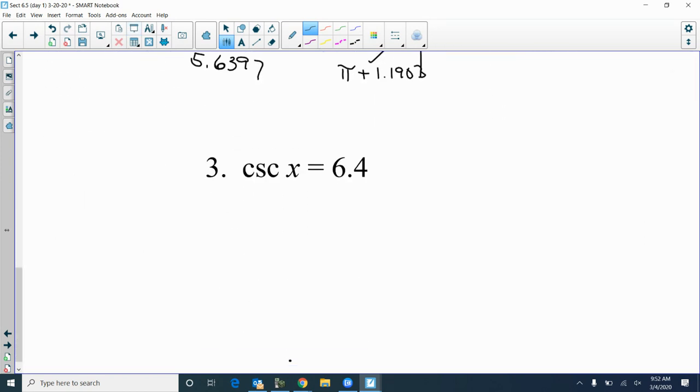Cosecant of x equals 6.4. We don't have an inverse cosecant button, so what do we have to make this? You gotta be careful how you do that. I would make this sine of x, because if you do 1 over sine, it's probably gonna give you an error message. So make sine of x equals 1 over 6.4. Type that in, see what you get for both answers.